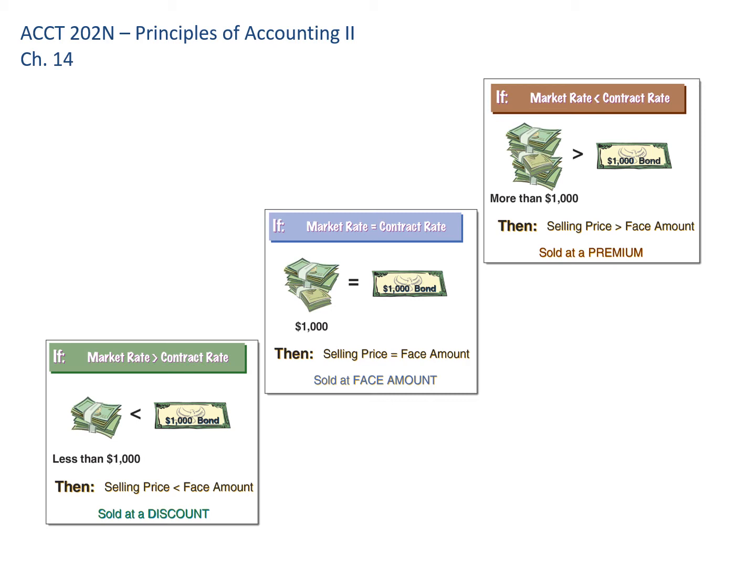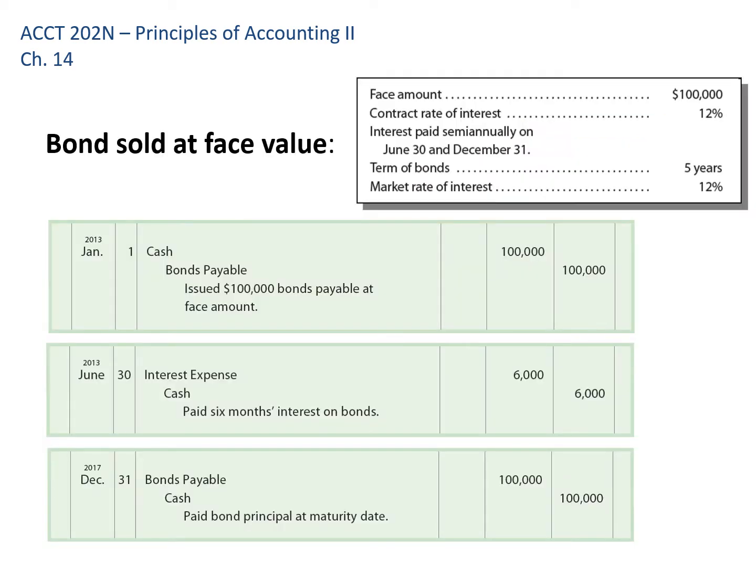If I issue bonds with a contract rate less than the market rate, they'll be issued at a discount, less than $1,000. So let's first look at bonds that are issued at face value. When I issue the bonds, I receive the cash. In this case, we have $100,000 in bonds, 12% contract rate, and the market rate is equal to that at 12%, and the term of the bonds is 5 years.